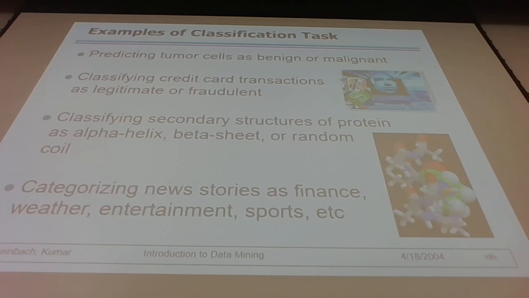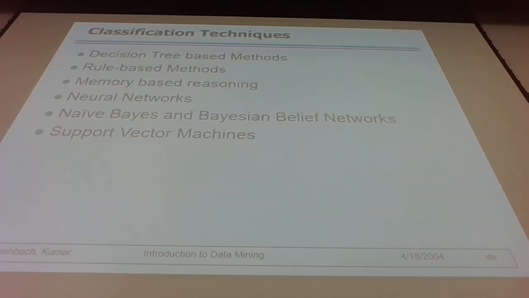So these are some examples of classification. You already know some examples. Image classification: you give an image and it classifies it as a car and so on. There are many different classification techniques, and we'll talk about all of them. There are decision tree based methods, rule based methods, memory based reasoning, neural networks, naive Bayes, support vector machines.